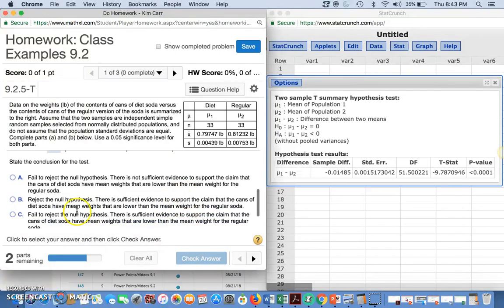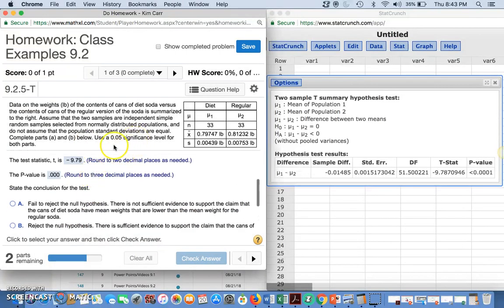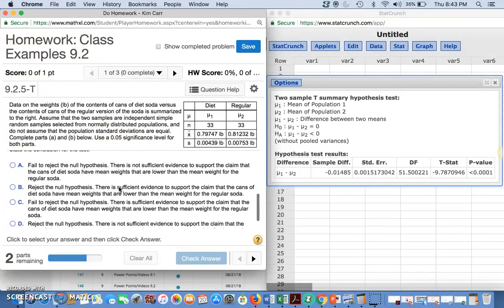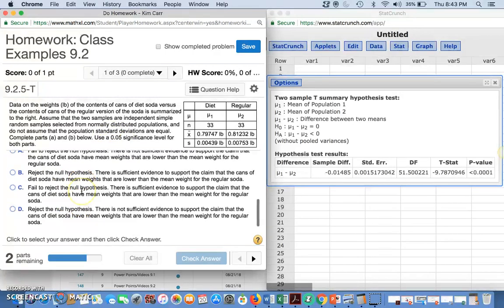Okay, since the p-value right here is less than the significance level, we can reject the null hypothesis, and when you reject the null hypothesis, there is sufficient evidence to support the claim that the cans of diet soda have a mean weight that is lower than the mean weight of the regular soda.